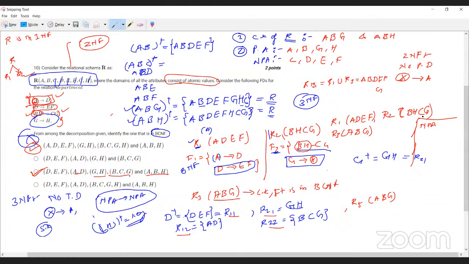There are a few corner cases, like what if there is a combination of non-prime attribute plus prime attribute determining a prime attribute. We'll discuss that now. Any doubt in this question, like how I decompose this and how we get this option? You can take any of these. There are multiple decompositions possible. If I take APH, I will get this option as the correct one.